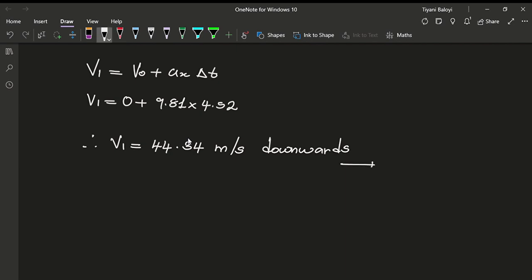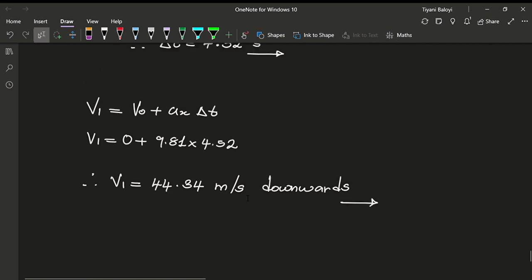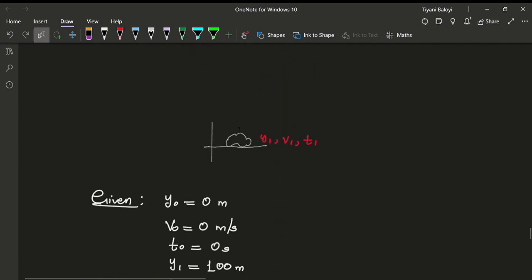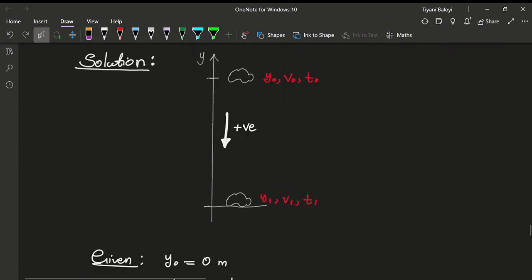Or instead of putting downwards, you can just put a plus sign right in front of the answer. But it's better to write your direction as downwards because you've already indicated that downward is positive.